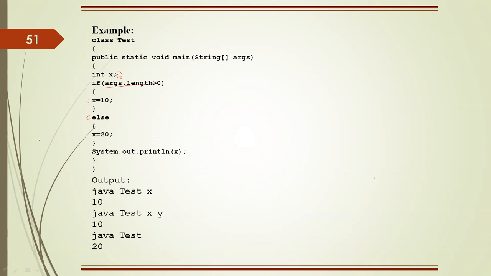Code: if args.length is greater than 0, x is 10, else x is 0, then print x. x is method level, right? So inside that method, you can access t.x, 10.